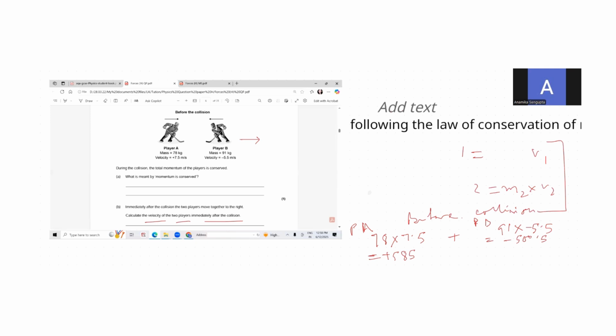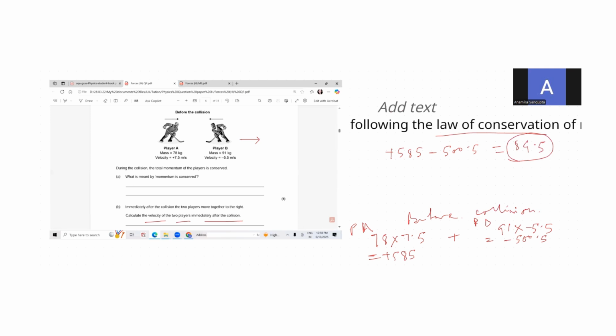Now we need to add these two to get the total momentum before collision. So how much are we going to get? We are going to get 585 minus 500.5, which gives us 84.5. Now this is our total momentum before collision. As we are following the law of conservation of momentum, we know the momentum will remain the same after the collision.